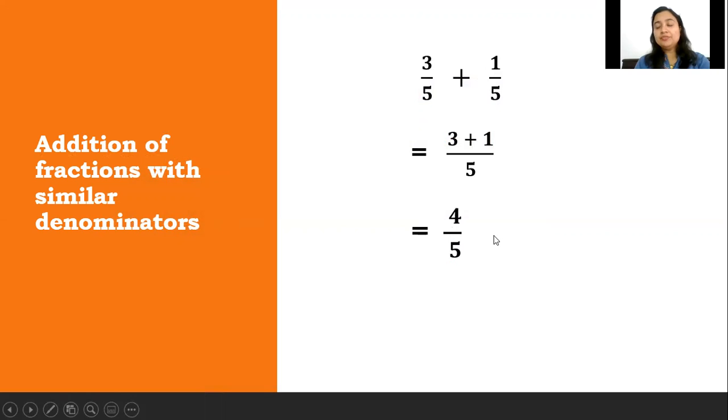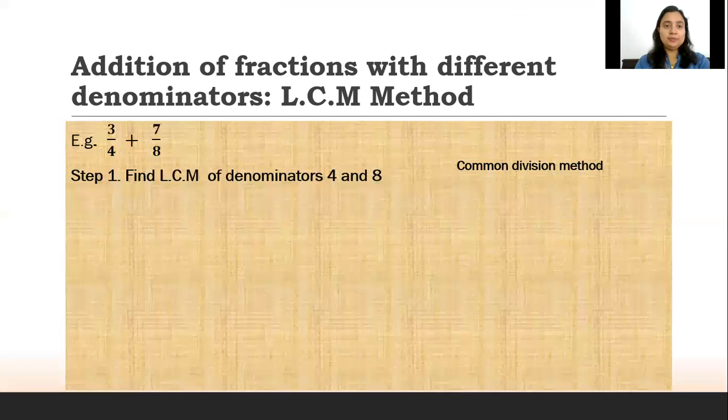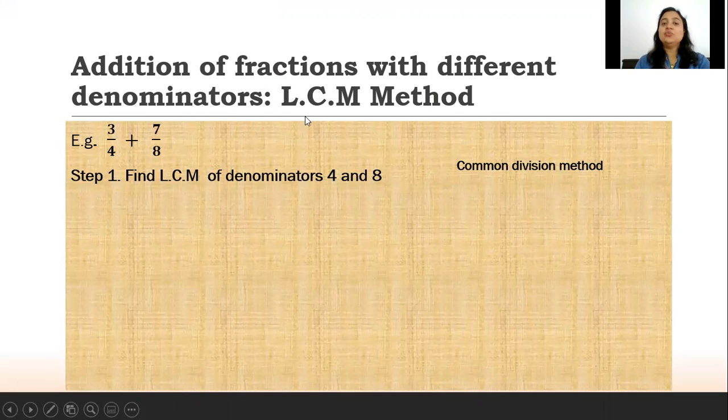But we have different kinds of denominators, right? So we use the LCM method. Let's take a look at the addition of fractions with different denominators. We have to use the LCM method for this, which means you have to find the LCM of the denominators. So this is the first step. When the denominators are different, you have to take the LCM of the denominators.